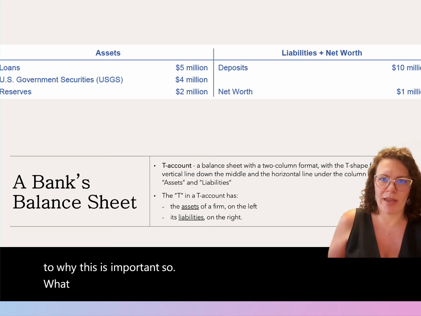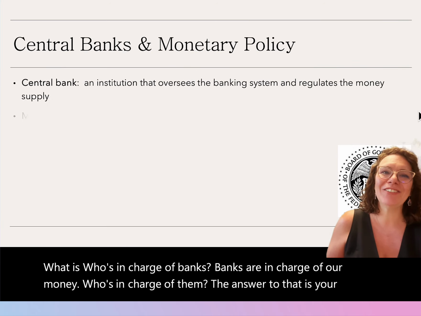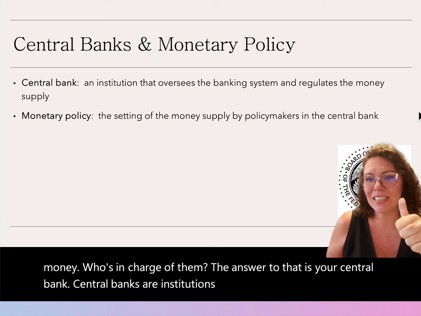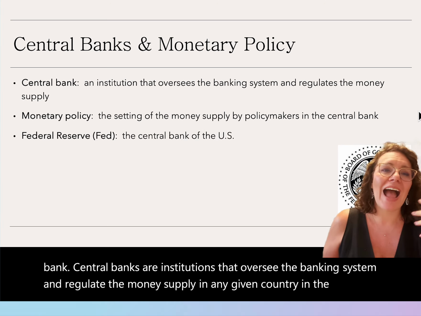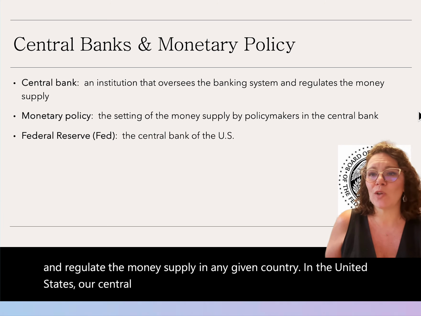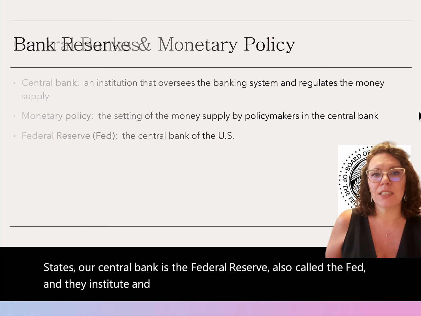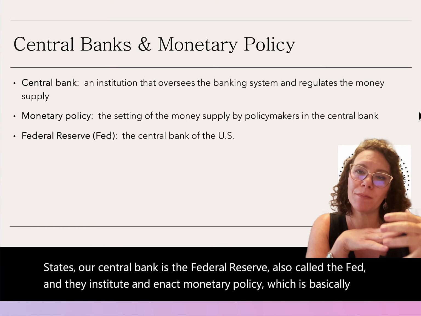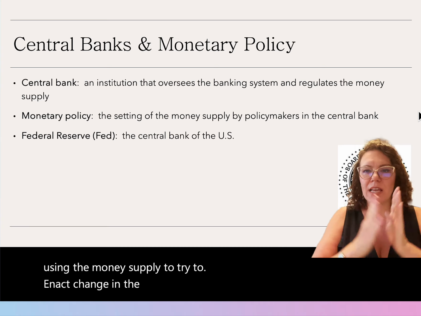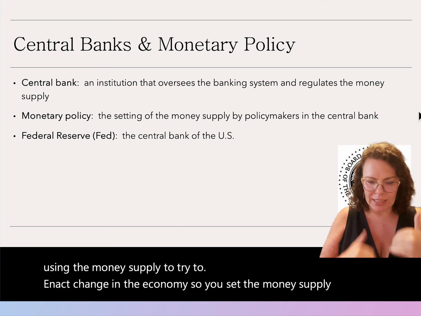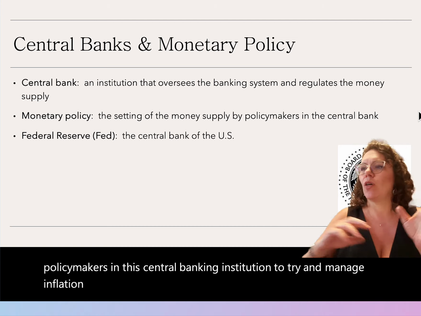So who's in charge of banks? Banks are in charge of our money. Who's in charge of them? The answer to that is your central bank. Central banks are institutions that oversee the banking system and regulate the money supply in any given country. In the United States, our central bank is the Federal Reserve, also called the Fed, and they institute and enact monetary policy, which is basically just using the money supply to try to enact change in the economy. So you set the money supply as policymakers in this central banking institution to try and manage inflation, manage a recession, all those kinds of things.